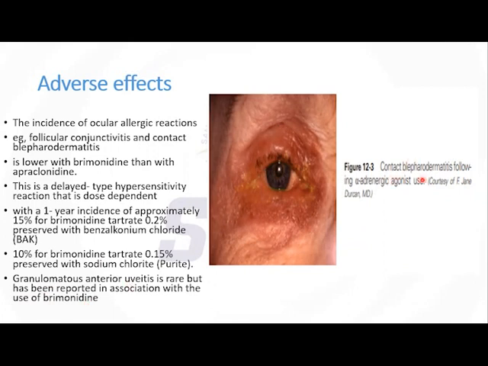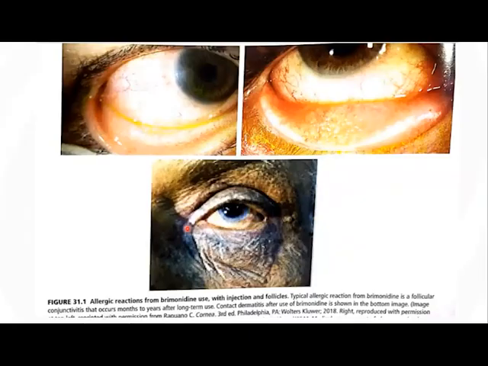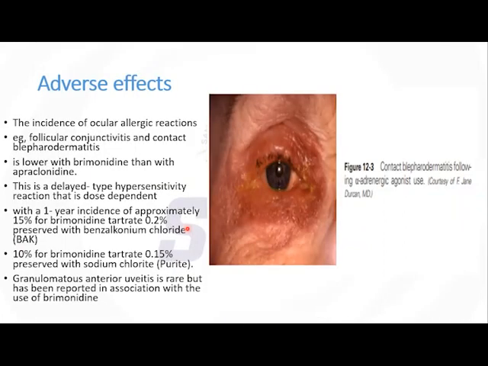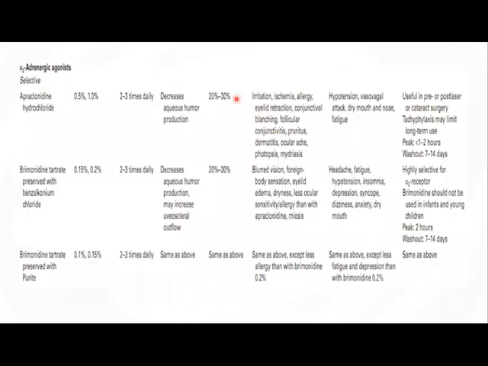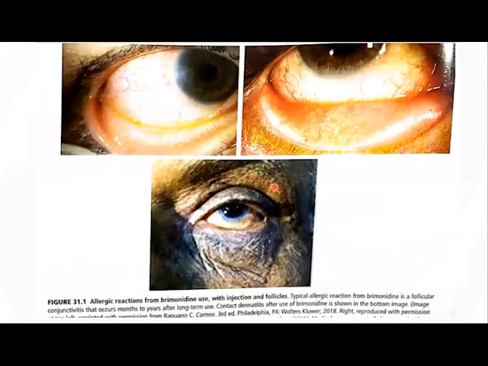This is a picture showing contact blepharodermatitis following alpha-adrenergic agonist use. And so here it is very important when it comes to brimonidine. It is not an immediate reaction. Immediately the patient will be fine with the brimonidine. After usage of some certain period, some 4 to 5 months, it will vary from patient to patient, they come up with follicular conjunctivitis associated with blepharitis. So yeah, delayed type of hypersensitivity is important in case of brimonidine.